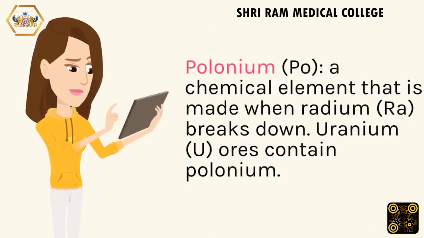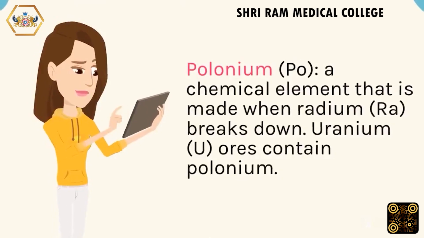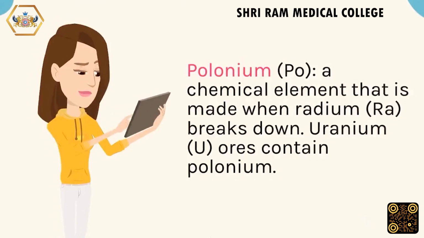Polonium, Po, a chemical element that is made when radium, Ra, breaks down. Uranium, U, ores contain polonium.